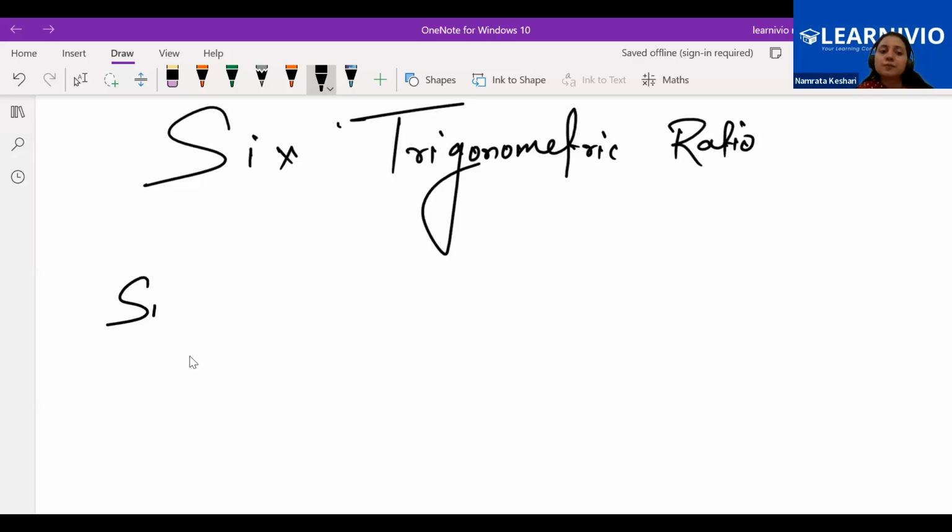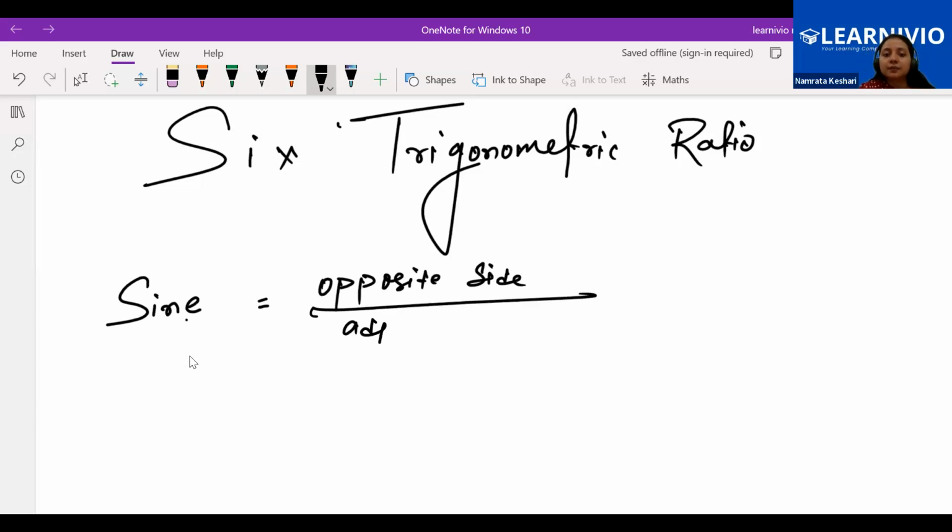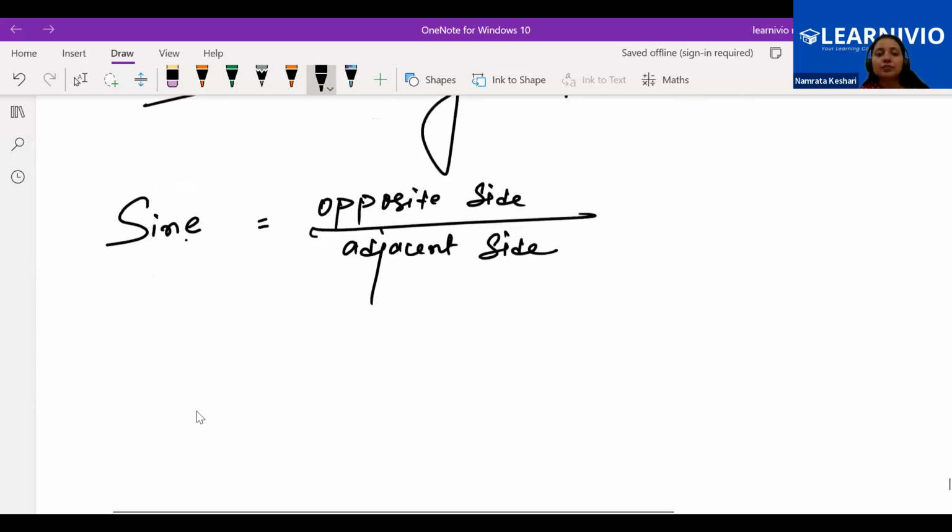The first one is sin theta. Okay, the proper name is sine. Sine formula is opposite side by adjacent side. If you have understood that one, Sumaya, okay, and if you already know whatever I am explaining over here, please do one question I am giving you.